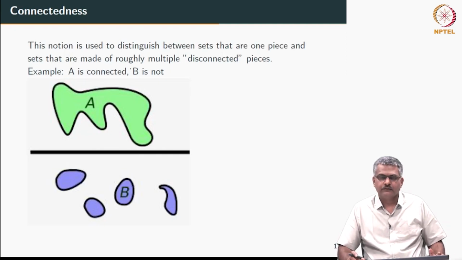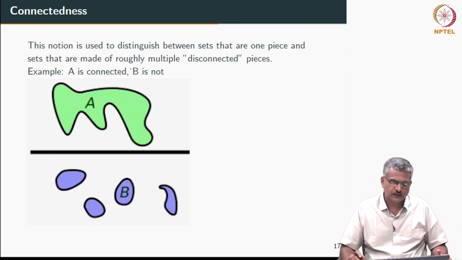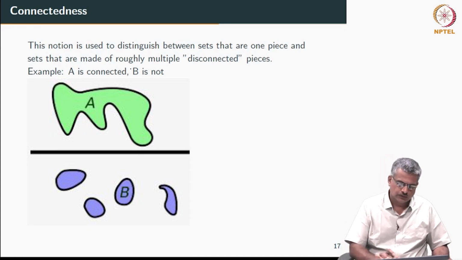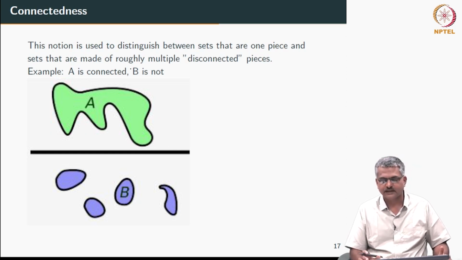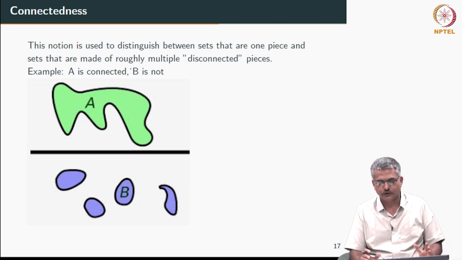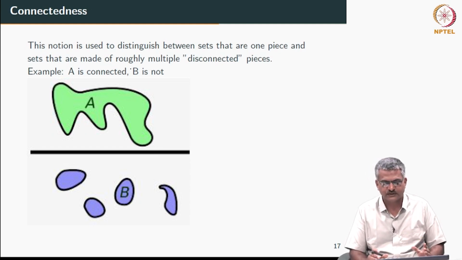So, let us understand what we mean by disconnected sets. It will be easy to understand what is meant by a connected set, right. The picture below here is an example of a disconnected set, that means it is not in one piece. Intuitively, a set is said to be connected if it is in one piece, or disconnected if it is not in one piece, right.